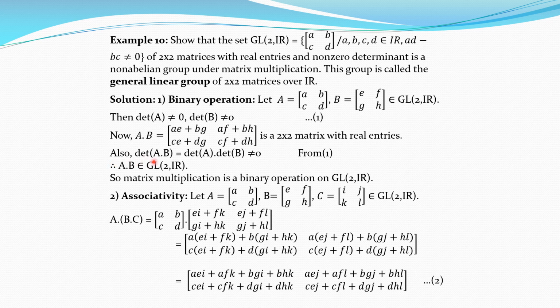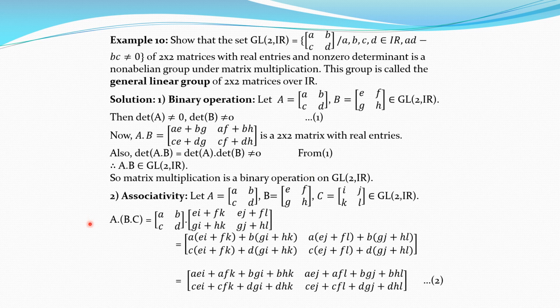Now by property of determinant, determinant of A into B is equal to determinant A into determinant B. But as A and B are members of GL2R, both the determinants are non-zero. So this product is also non-zero. Hence A into B is a 2 by 2 matrix with real entries and its determinant is non-zero. So A into B is in GL2R. So for any two members of GL2R, their matrix multiplication is again in GL2R. So it is a binary operation on GL2R.